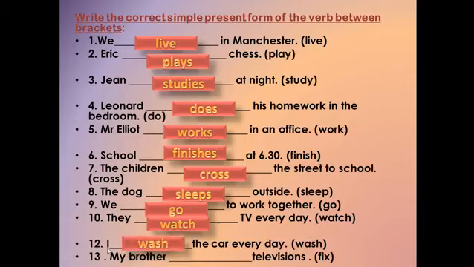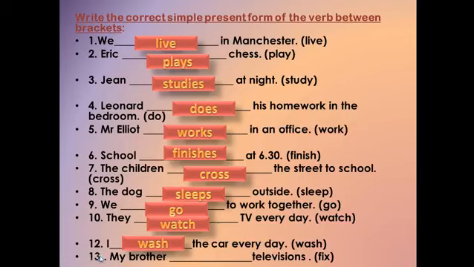Number 12. I the car every day, and I have wash, so I wash the car every day. Why wash? Because here my subject is I, so if my subject is I, the verb stays as it is in the present simple. And of course here I have a keyword every, and I wash the car every day, so this is a habit, so I use the present simple.